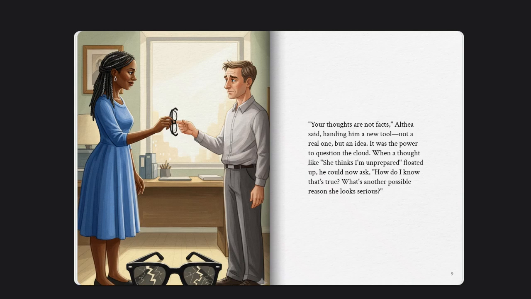"Your thoughts are not facts," Althea said, handing him a new tool. "Not a real one, but an idea." It was the power to question the cloud. When a thought like, "She thinks I'm unprepared," floated up, he could now ask, "How do I know that's true? What's another possible reason she looks serious?"